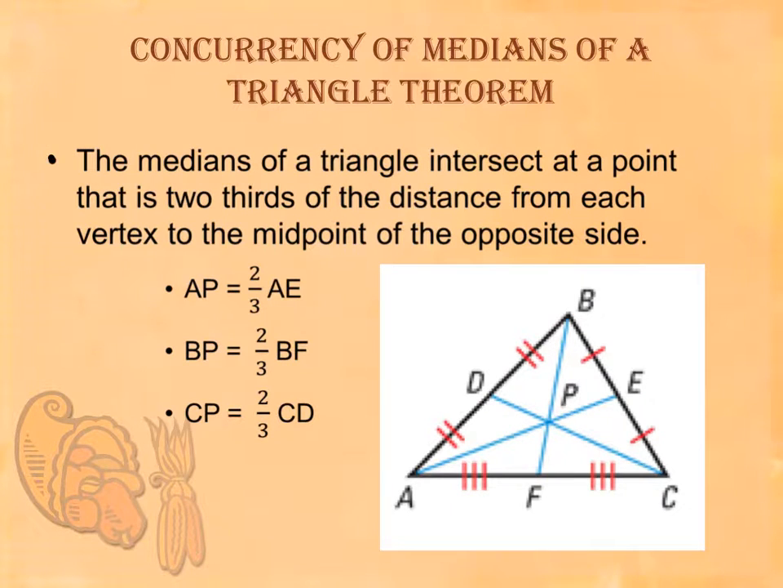Okay, and the concurrency of the medians of a triangle theorem. The medians of a triangle intersect at a point that is 2/3 the distance from each vertex to the midpoint of the opposite side. So this is the only one in which the segments are not equal. From the vertex to the centroid is 2/3 the length of the whole median.